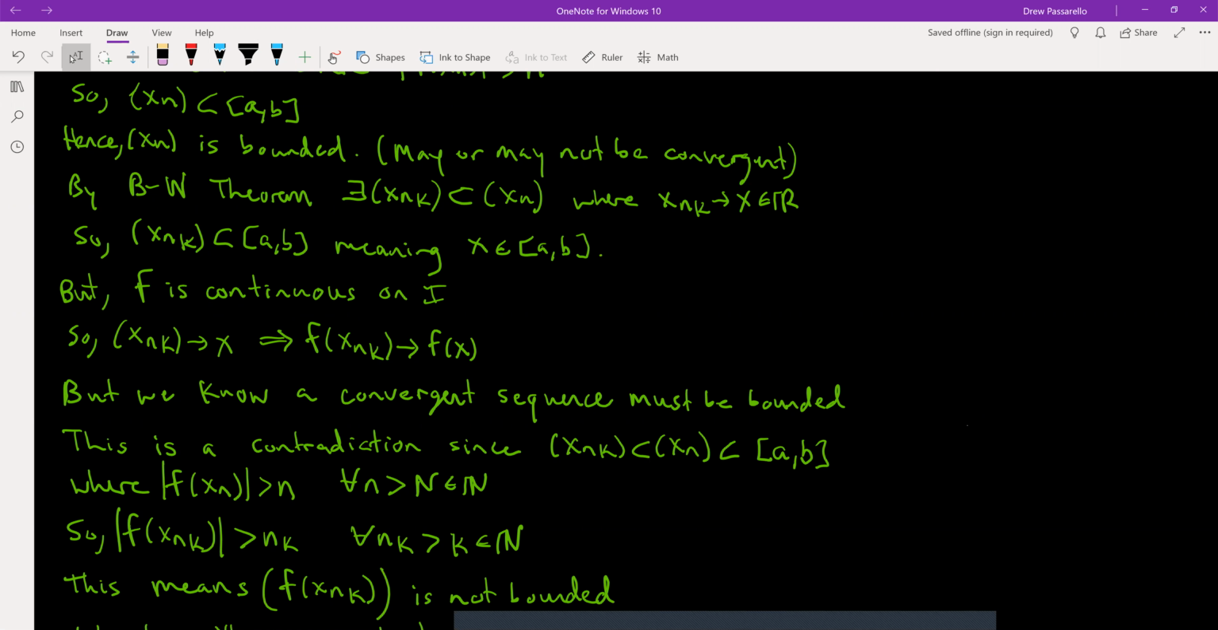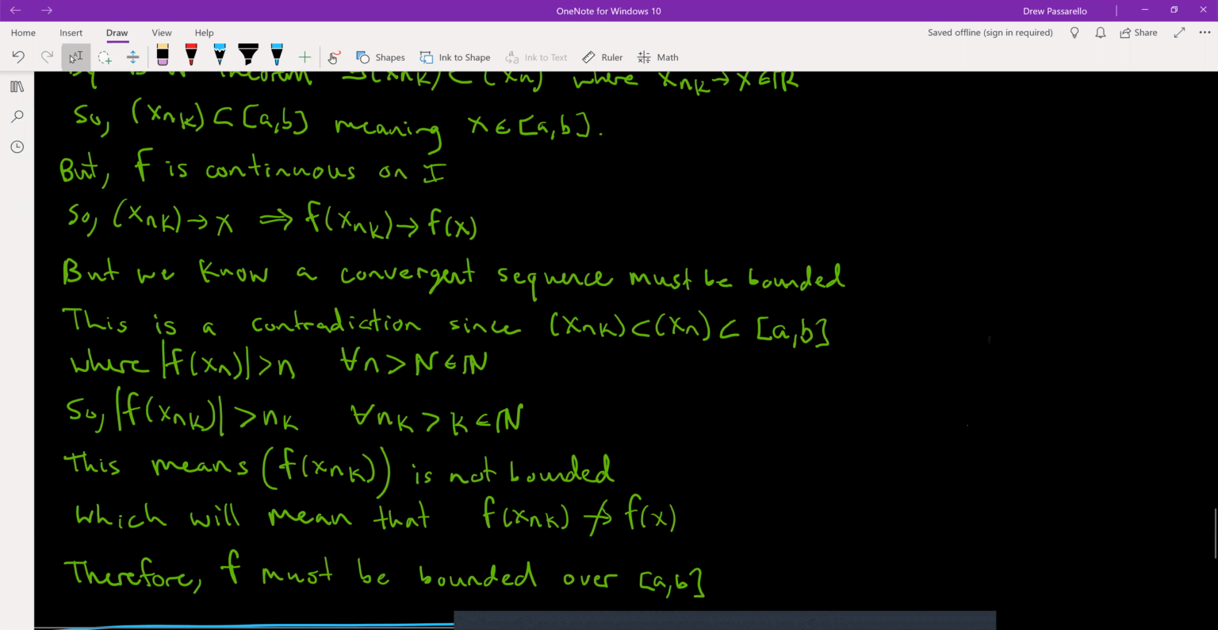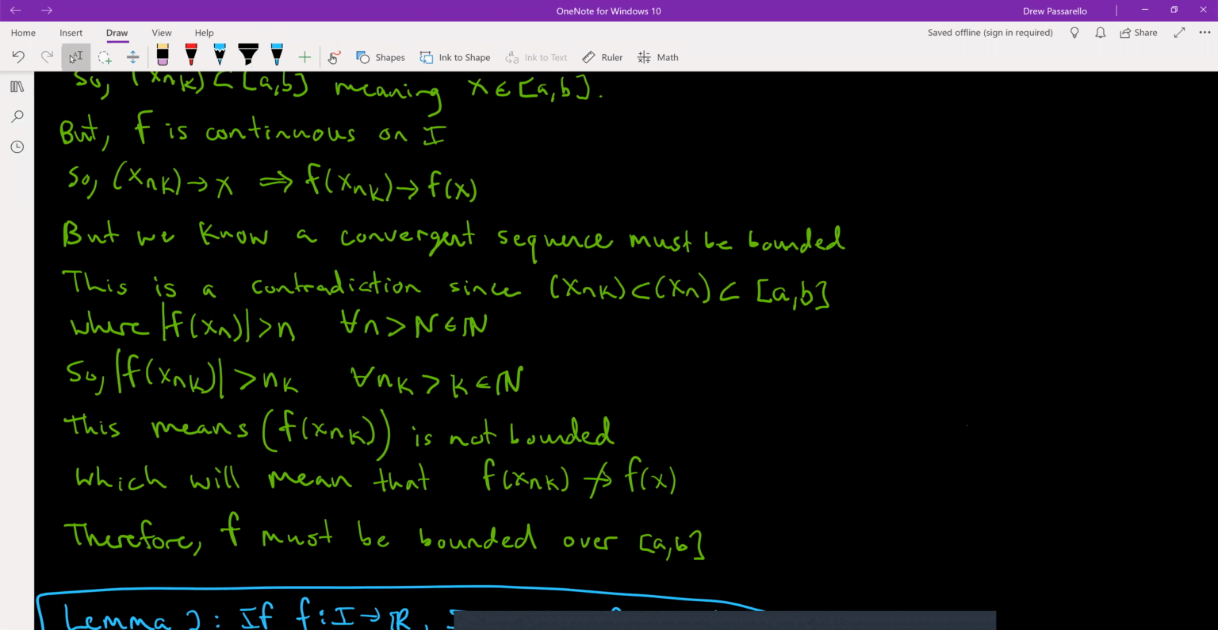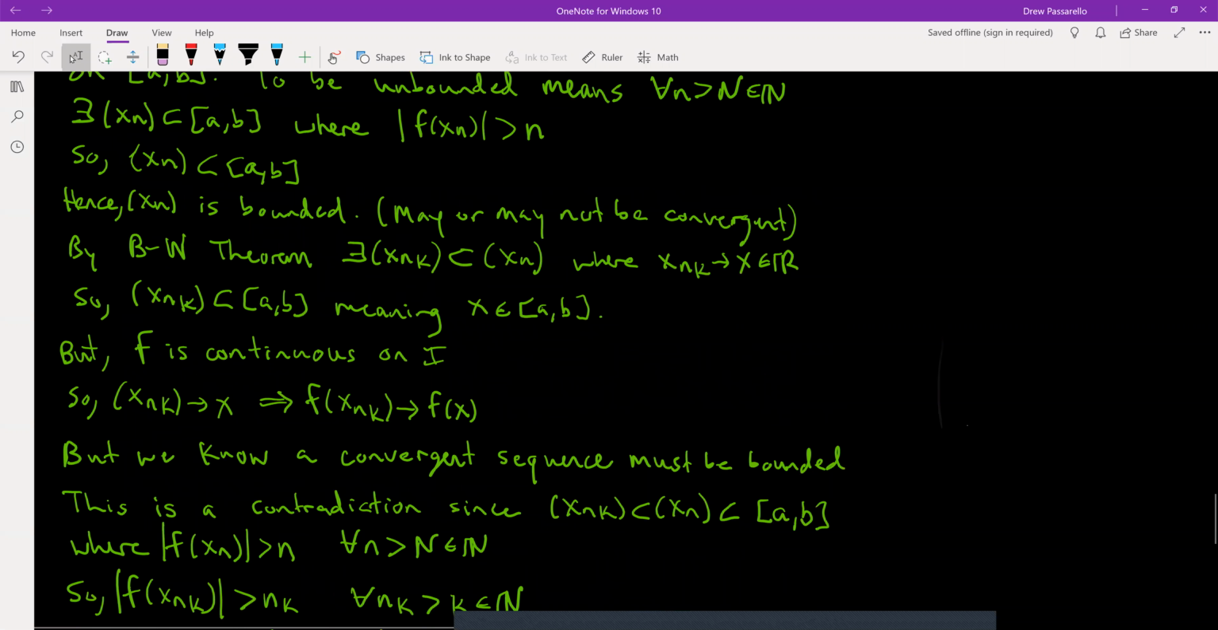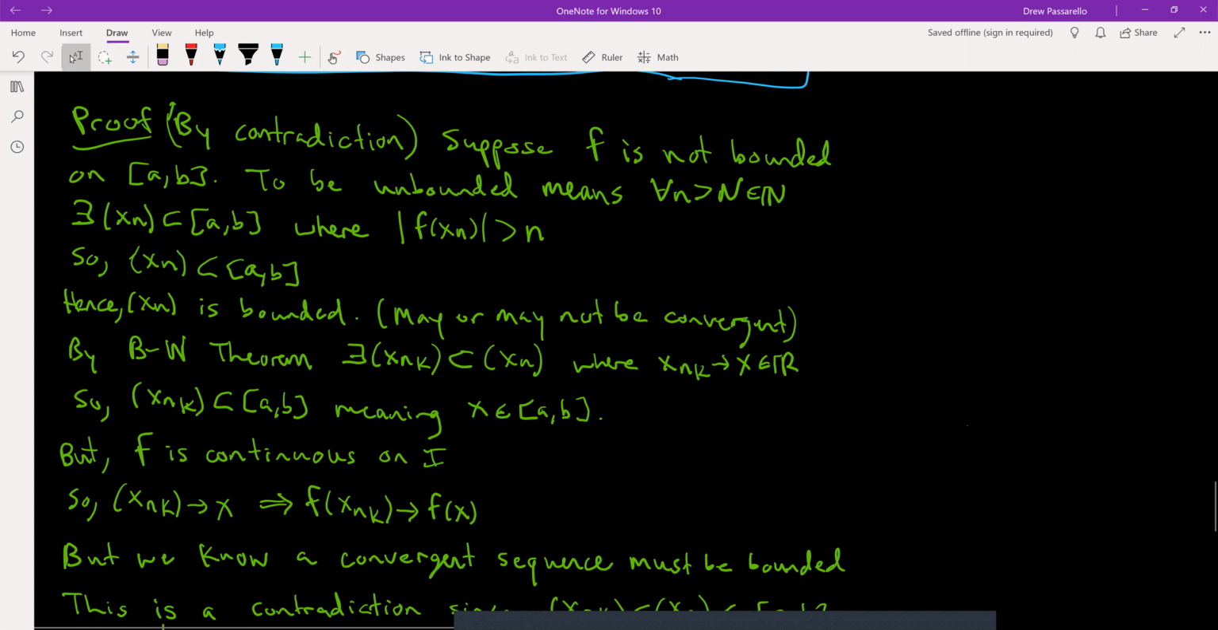So we've just established that in fact it's not bounded. Since it's not bounded, it would mean that the subsequence x_{n_k} does not converge. Contradiction, right? Because we already said that it is a convergent subsequence. So therefore, f must be bounded. Okay, so that's the proof of lemma 1.